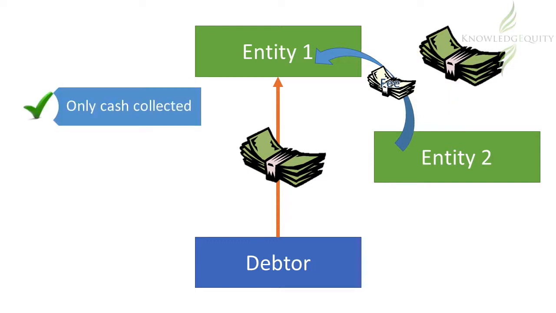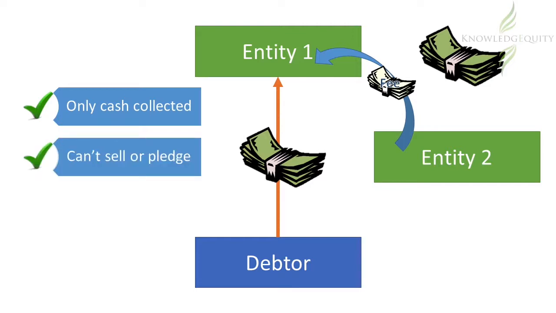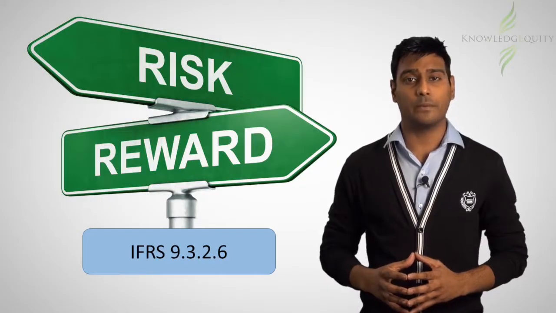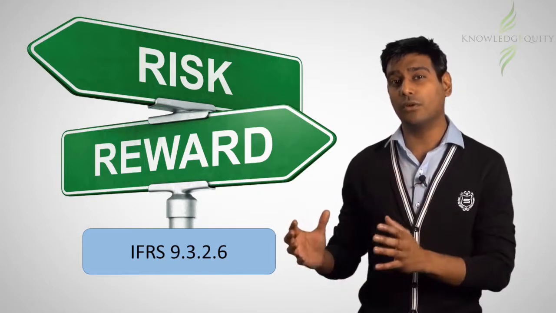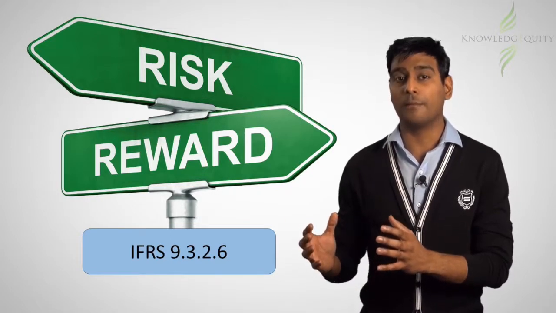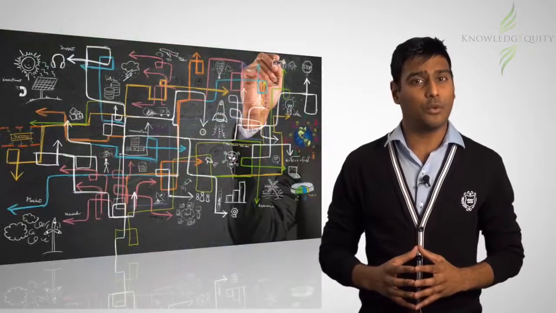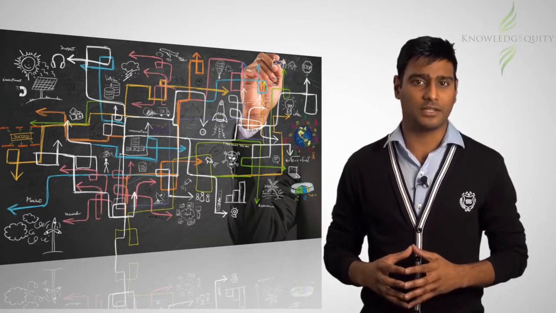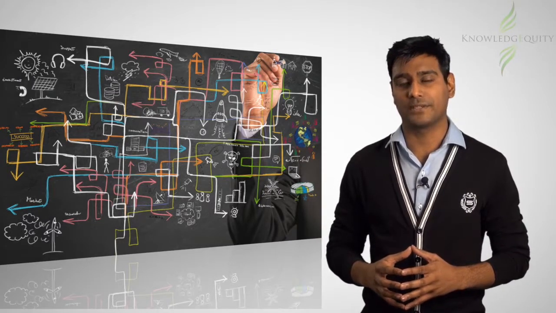Entity 1 must only be obliged to transfer cash it actually receives from the debtor. Entity 1 cannot sell or pledge the contractual cash flows it receives from the debtor to anyone other than Entity 2. And Entity 1 must remit all cash flows it collects from the debtor without material delay. No matter which transfer method is used, substantially all risks and rewards incidental to ownership must be transferred. These requirements can seem very complicated to apply, so let's consider a relatively common example and apply IFRS 9 requirements.